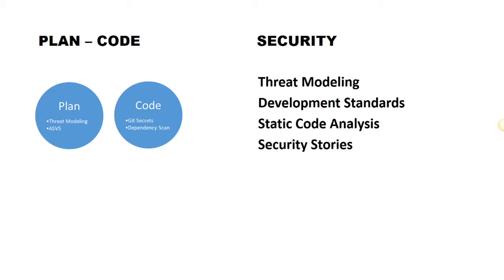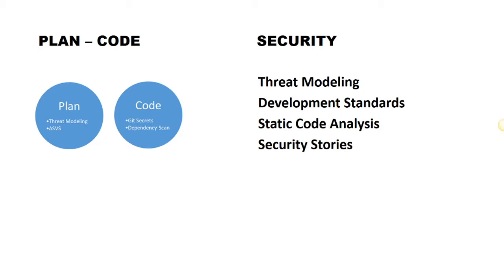Okay. In plan and code, we talked about threat modeling, ASVS, Git secrets, dependency scans. What can we do? We could do threat modeling from a security standpoint, on the right-hand side. Development standards: we could improve our development standards like secure coding, hold sessions for dev teams on how to code securely, and static code analysis we can do.